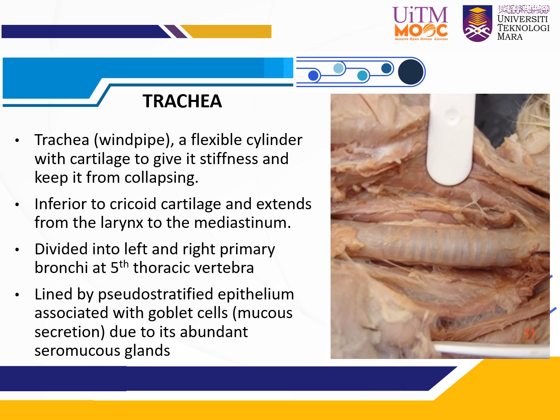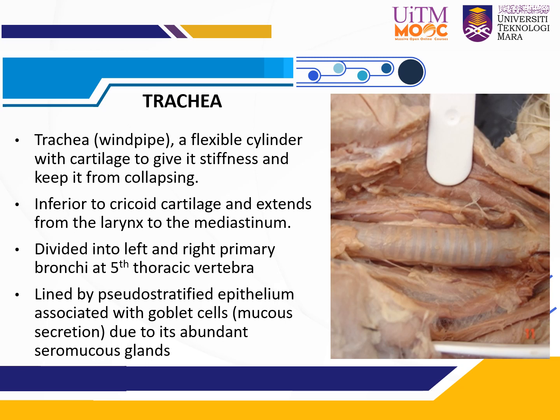So trachea. What is the trachea? In layman's terms, the trachea is known as the windpipe. It is a flexible cylinder, as you can see in the picture, with cartilage, the stripes there, to give it stiffness and keep it from collapsing. It is inferior to the cricoid cartilage, and it extends from the larynx to the mediastinum, which is around your chest region. It is divided into left and right primary bronchi at the fifth thoracic vertebra.